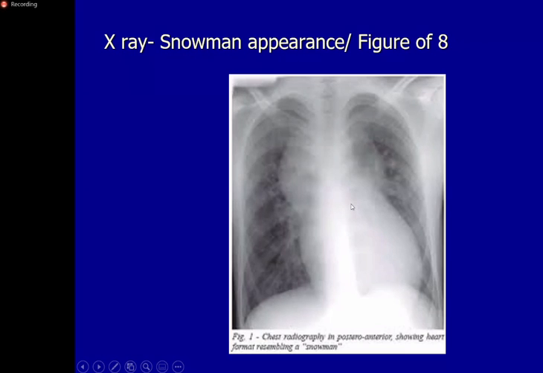Either one is the characteristic. Now, most of the time we don't take these X-rays. We do get an echo and straight away they undergo cardiac surgery, so this characteristic radiograph we don't see today. But this is the appearance.